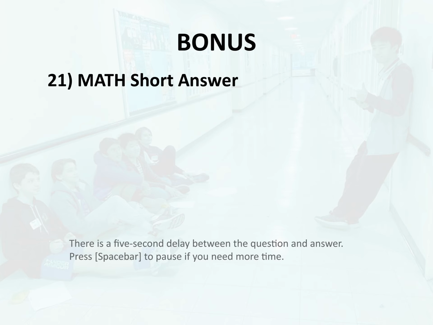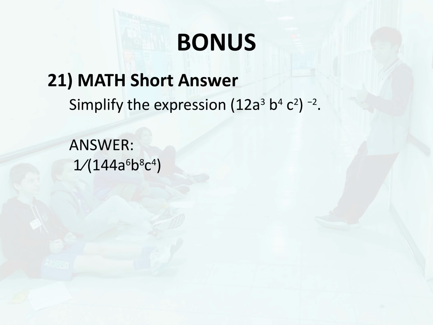Bonus 21. Math. Short answer. Simplify the expression open parenthesis 12 times a cubed times b raised to the fourth times c squared, close parenthesis, raised to the negative 2 power. Answer: 1 over quantity of 144 times a raised to the 6th times b raised to the 8th times c raised to the 4th.